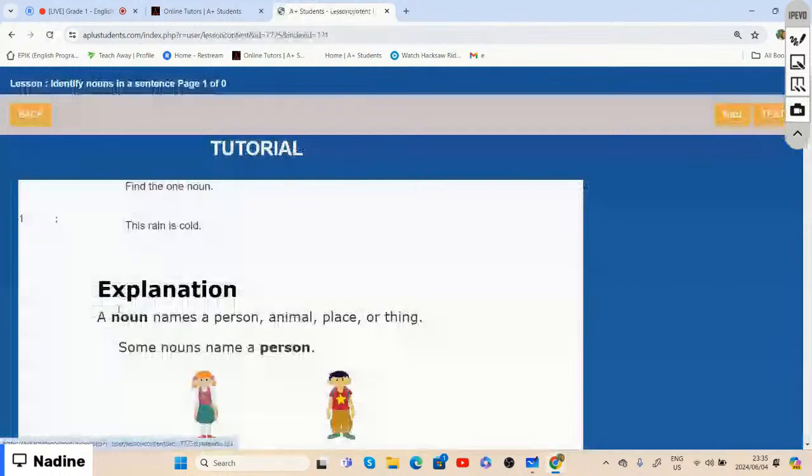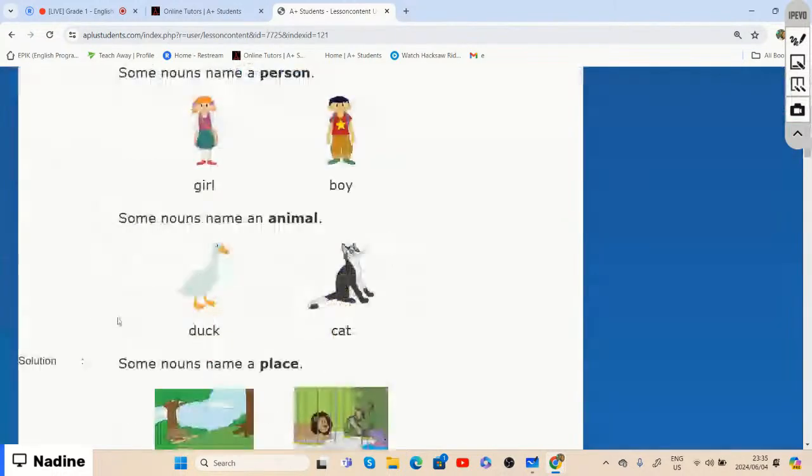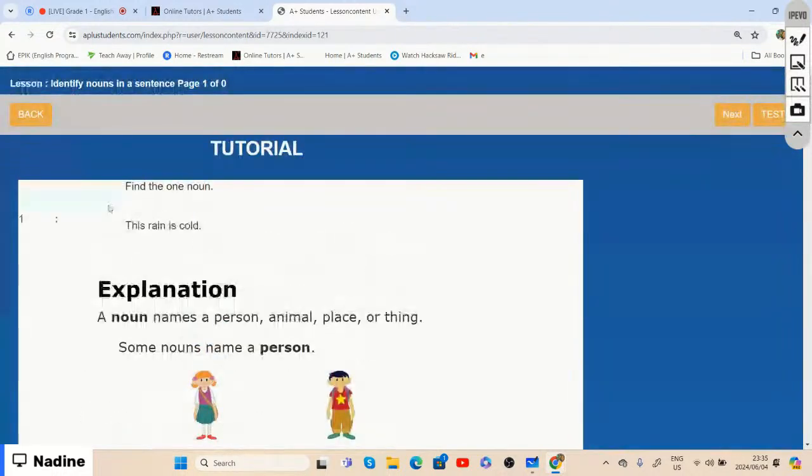All right, so now we're going to identify nouns within a sentence, right? So we're going to have sentences now, and then we're going to identify the specific nouns that are within that specific sentence. All right, so we need to find one noun within the sentence, right? It says, this rain is cold. What is the noun that we can identify within the sentence? Remember, we need to identify things like people, places, animals, or things, right? So it says, this rain is cold.